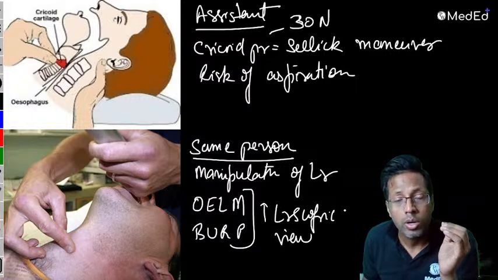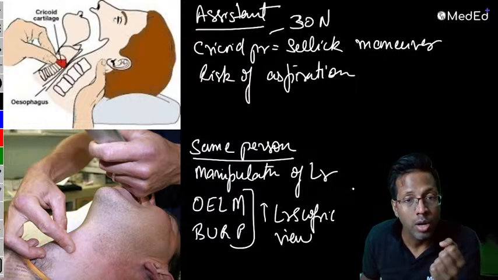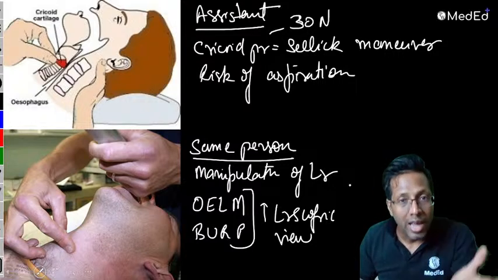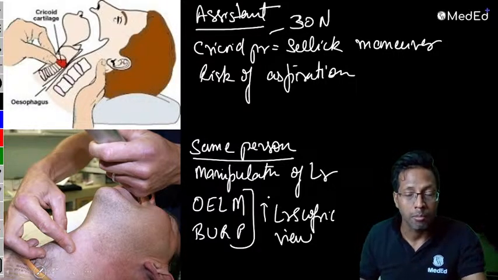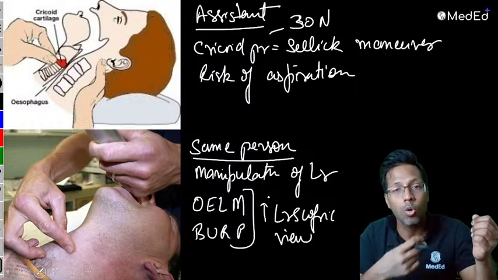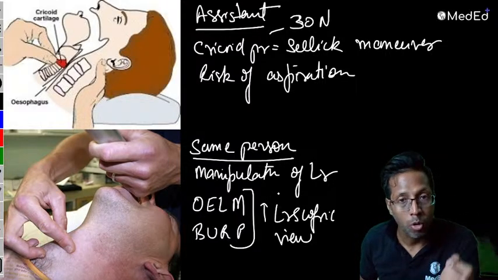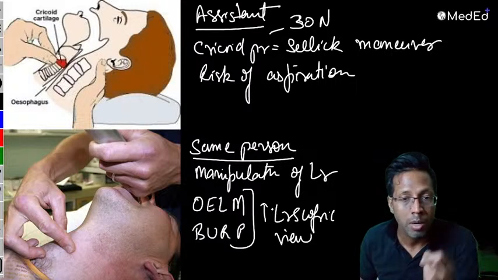For example, you suddenly get a difficult intubation, you are unable to intubate. What you're doing is just moving the larynx. For that movement, they made a fancy name. It means moving the larynx, moving the trachea, by the person who is intubating. That is called OELM, optimal external laryngeal manipulation or the BURP maneuver.